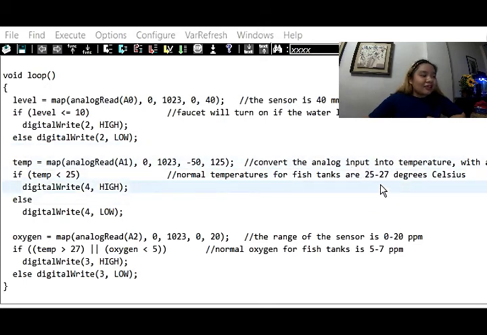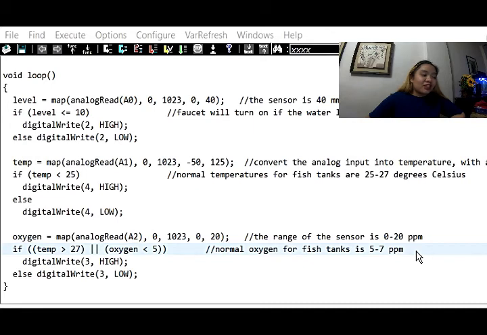And lastly, for the oxygen levels, there are sensors that can detect oxygen levels from 0 to 20 ppm, or parts per million. And the normal oxygen for fish tanks is around 5 to 7 parts per million. As I've mentioned before, it's pretty much impossible to have too much oxygen in a fish tank, which is why I did not consider that in my simulation anymore.